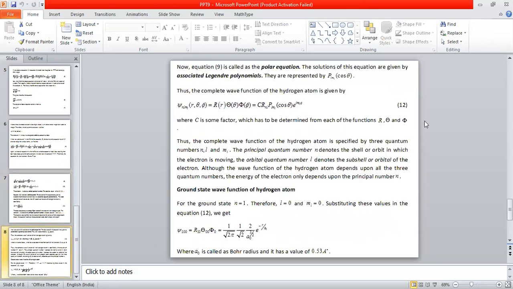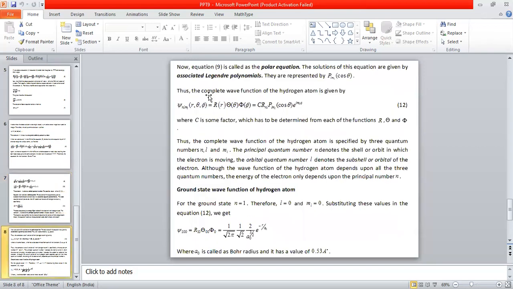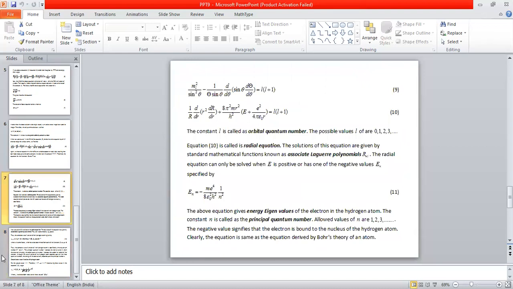Let us continue the discussion. We have not only equation 10, we have another equation, equation 9, which also has to be solved. If we solve equation 9, we are going to get an expression for theta. This equation 9 is called the polar equation, because the angle theta is called the polar angle.